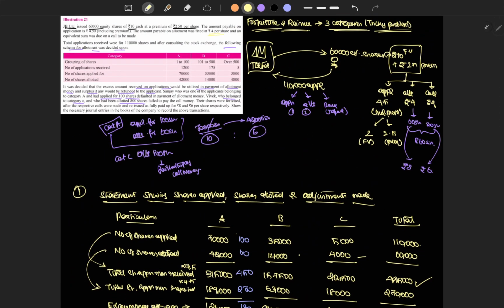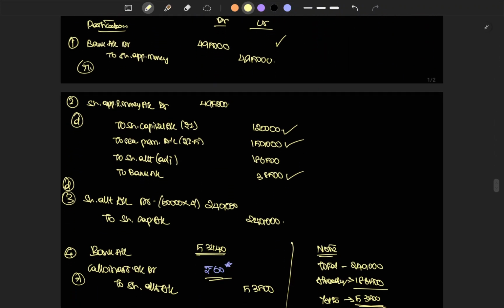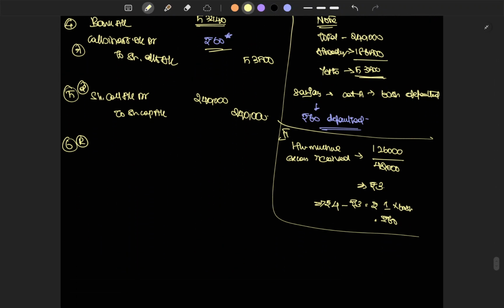But again, Sanjay also defaulted. Vivek, the new person, also defaulted. He defaulted for 800 shares. So bank account debit to share, sorry, there's a calls in arrears account debit to share call account. How much people have defaulted, which is 800 shares by Vivek and 60 shares by Sanjay. So 860 into 4, which amounted to 3,440.